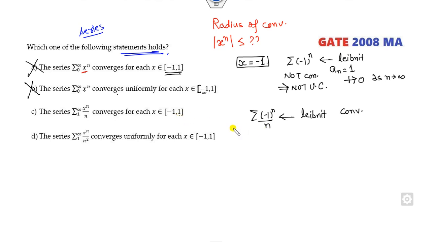Can you check about x is equal to 1? So when x is equal to 1, the series will be my here. So clearly this is divergent by using the p test. So it means this option is also cancelled out. Look at the last option.